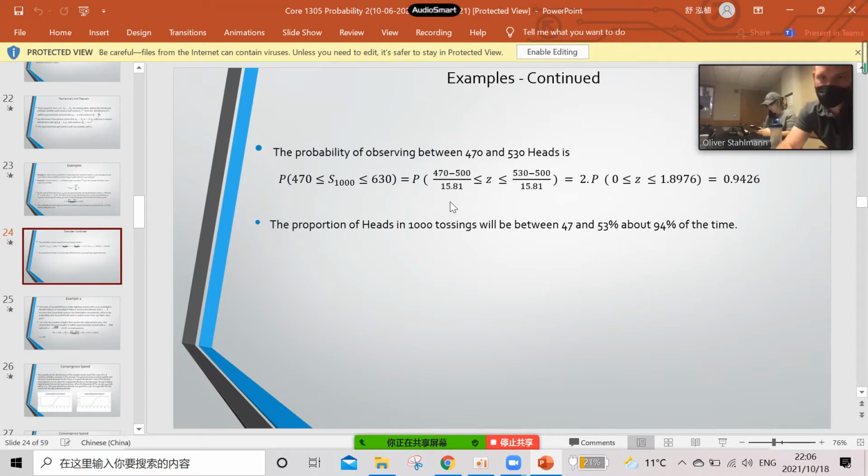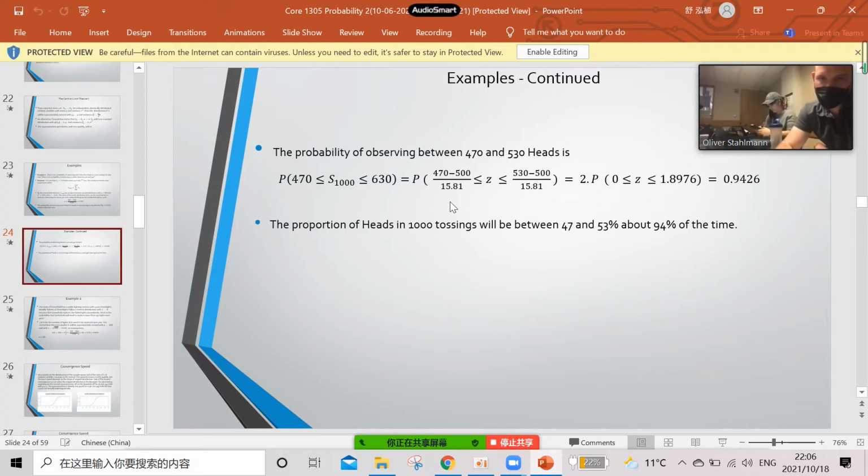And then I just said directly to you, I want to find the probability of observing 470 to 530 heads out of 1,000 tosses. So you know what is the value of x, right? The first x is 470, the second x is 530.